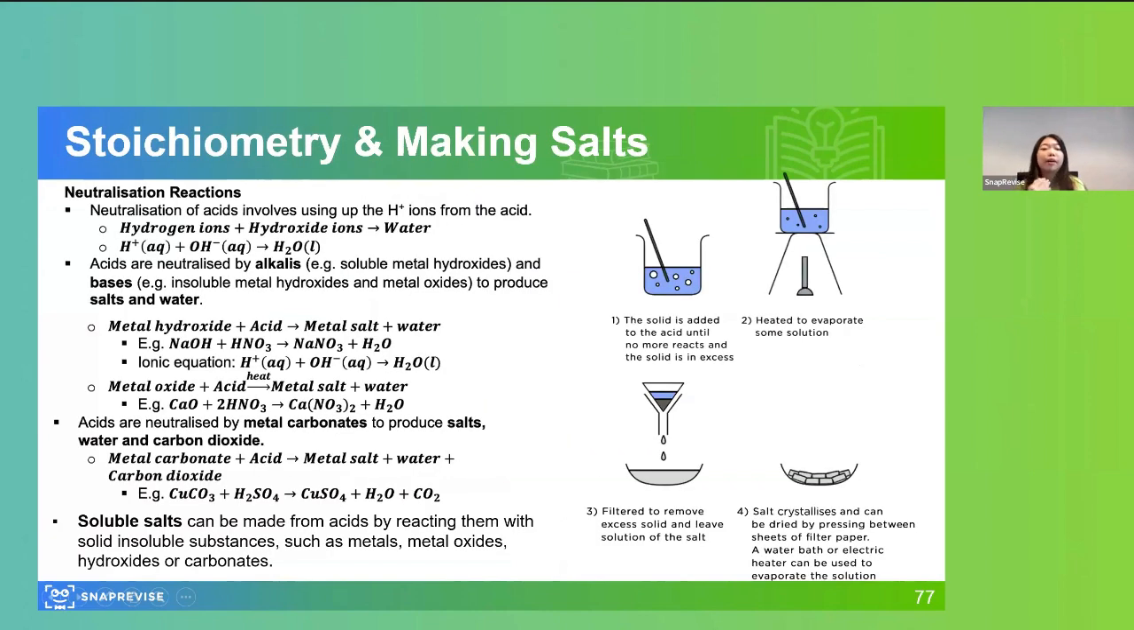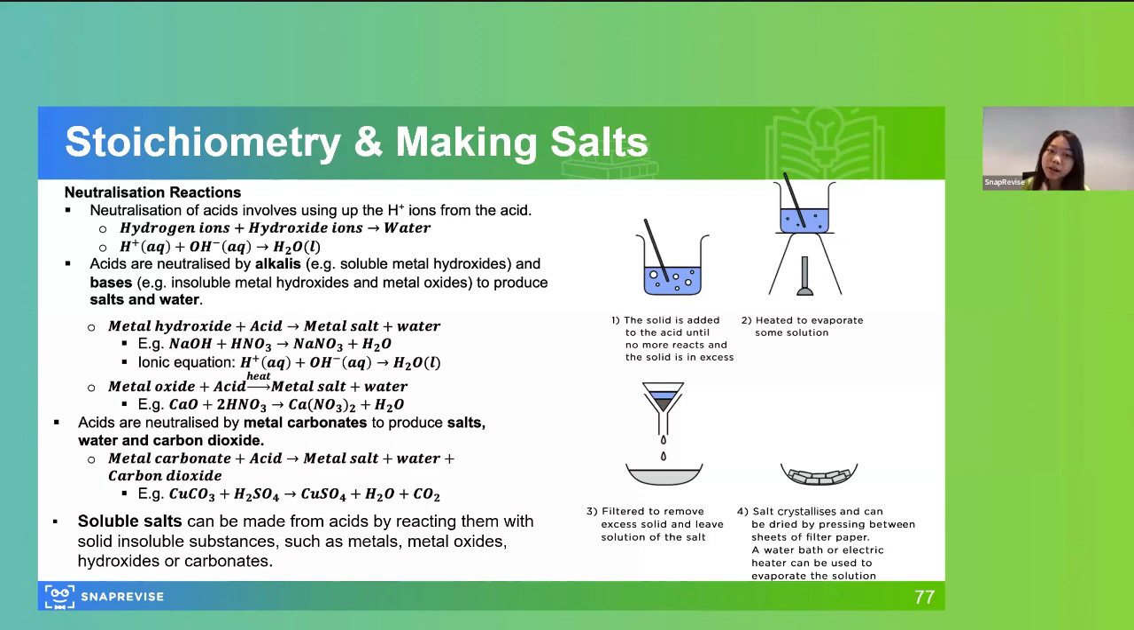Okay, next topic we're going to be talking about is making salts. There are a lot of processes we need to look at: reactions with metal hydroxides and acids, metal oxides and acids, and metal carbonates and acids. The basics of neutralization is reacting hydrogen ions with hydroxide ions to form water. If you're neutralizing an acid, you're trying to use up all of the hydrogen ions. If you're neutralizing a base, an alkali, you're trying to get rid of all of the OH minus ions.